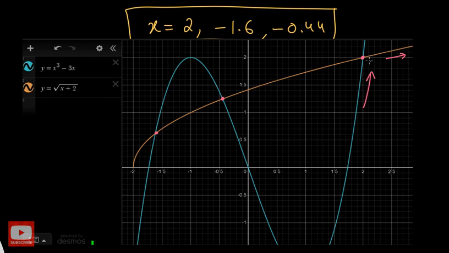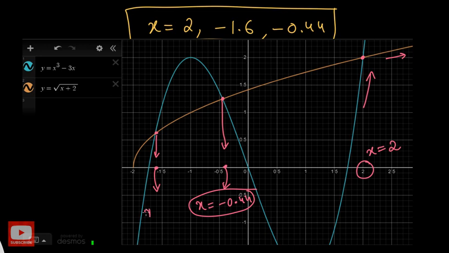So you can see that this point is indicating 2, right? So x equal to 2 is one solution. And this point over here, it is somewhere over here, right? It's indicating towards that point. So this point indicates minus 0.44. That's our third solution. And you can see this one is pointing us approximately towards x equals minus 1.6. So these are the three solutions from the graph, and the only three solutions.